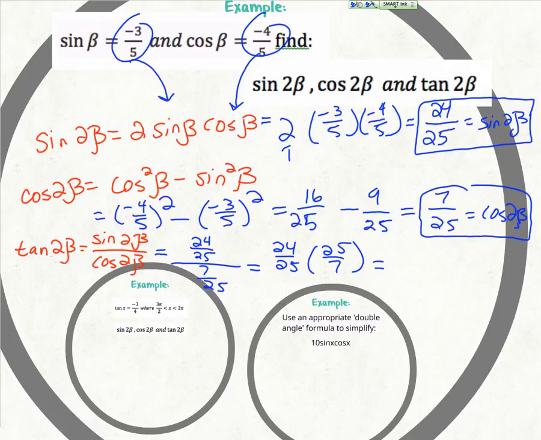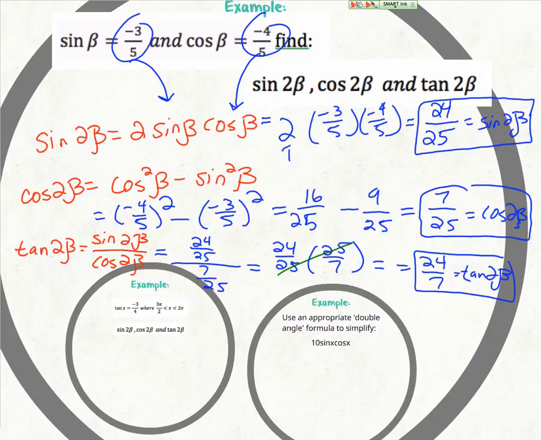And I just continued my work right away and multiplied by the reciprocal. So my answer is 24/7 for tangent of 2 beta. What are you guys thinking so far? It's not too terrible, I hope.